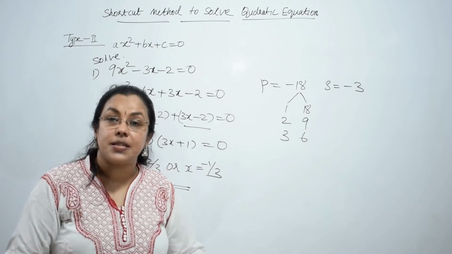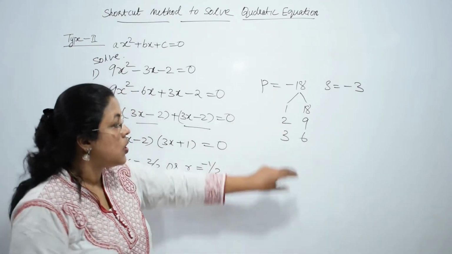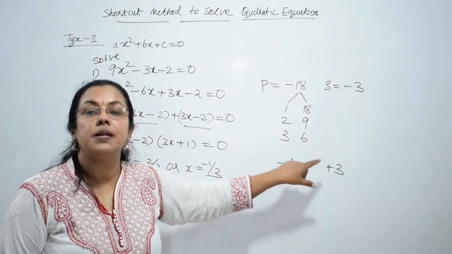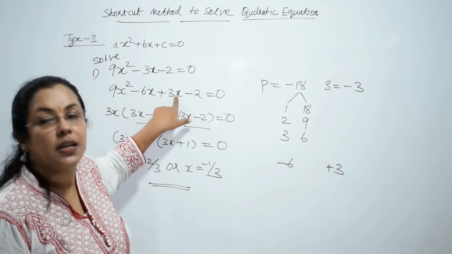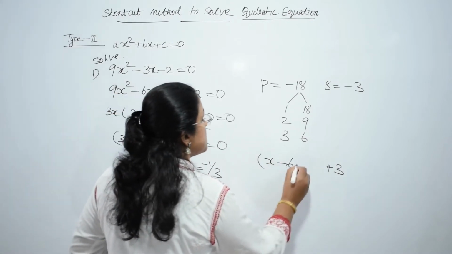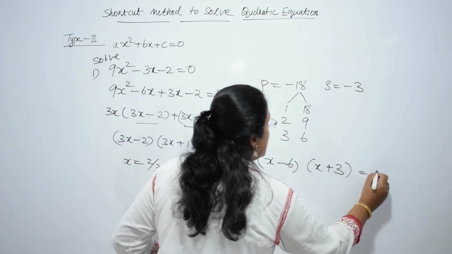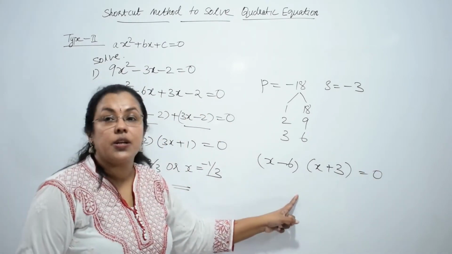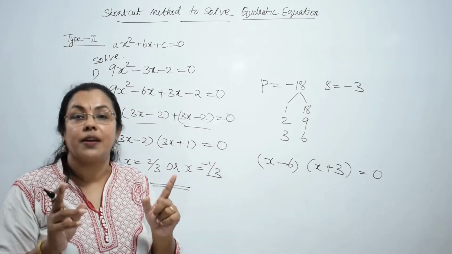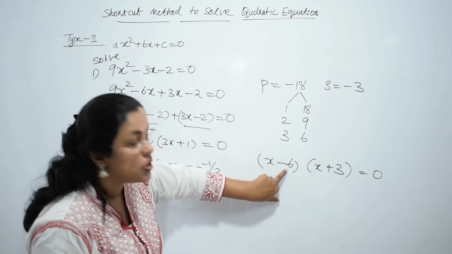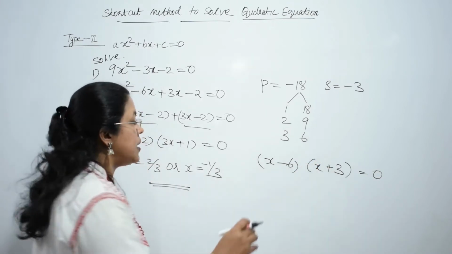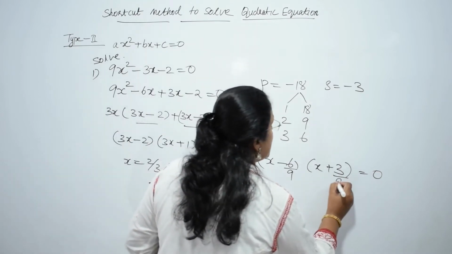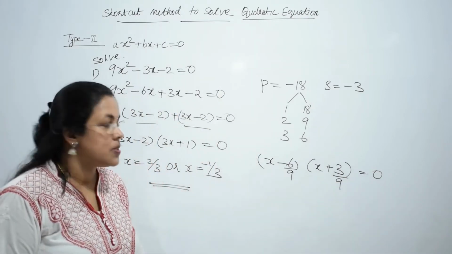The first step is the same. We have to find out two numbers whose product is minus 18 and sum is minus 3. So the numbers are minus 6 and plus 3. Just put x here, x minus 6 into x plus 3 is equal to 0. It is not completed. Now divide the constant using the coefficient of x square. Divide the constant using coefficient of x square. Now this is x minus 6 by 9 into x plus 3 by 9 is equal to 0.